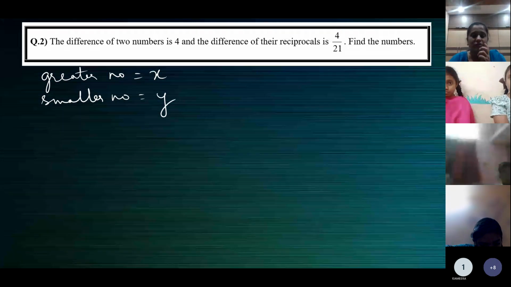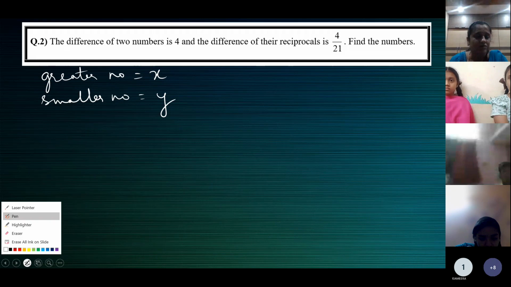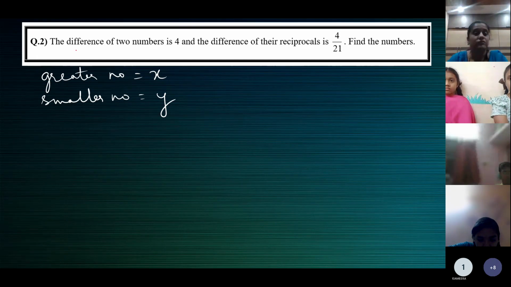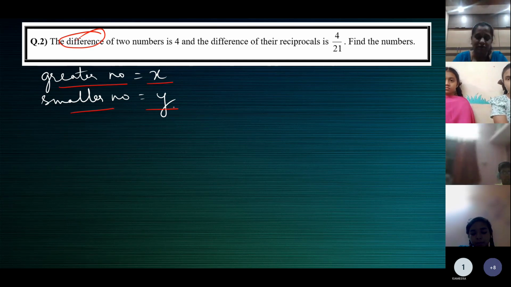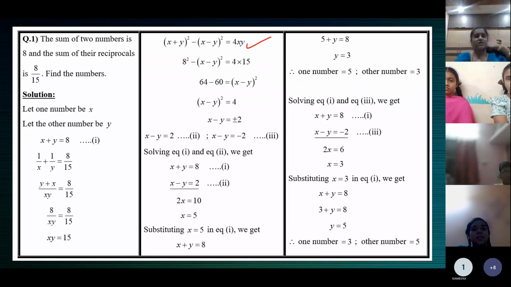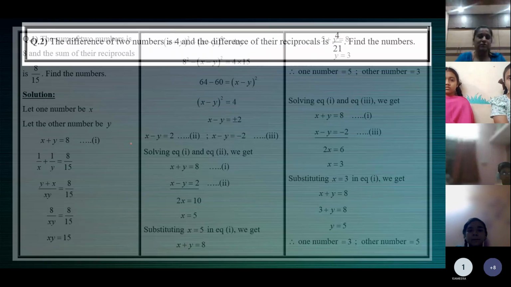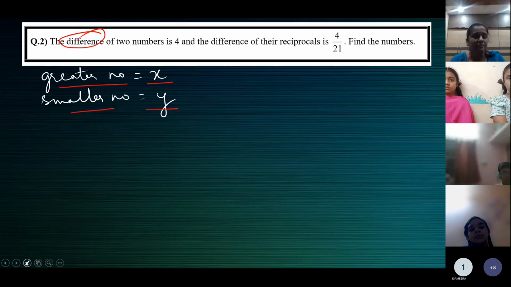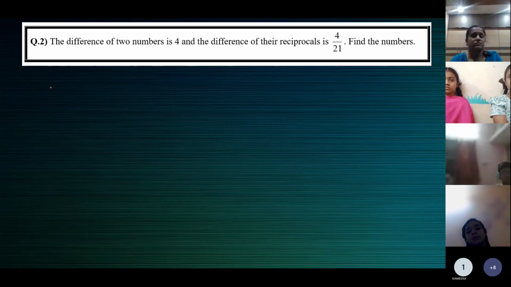When you have this word difference in the question, let's be very specific in the assumption. Let the greater number be x. Let the smaller number be y. See here, we didn't say that. We just said let one number be x, let the other number be y, because it's the sum of the numbers. When it is difference, you be very clear. Let the greater number be x, let the smaller number be y.